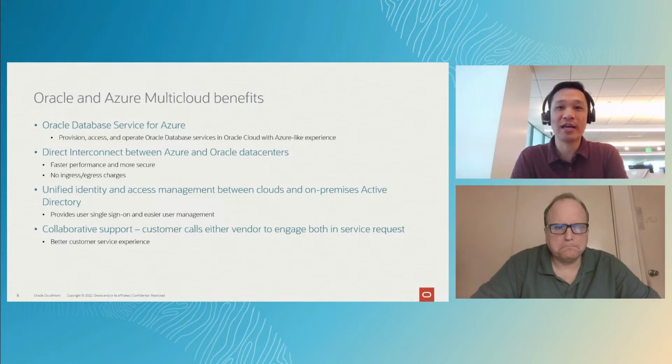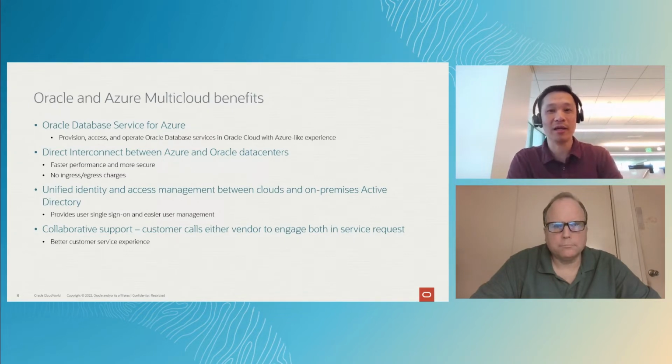And what you'll see is that you get less than 2 milliseconds latency going between the two clouds with this direct interconnect. So it's a very key benefit for those who want high performing applications running between Oracle and Microsoft clouds.